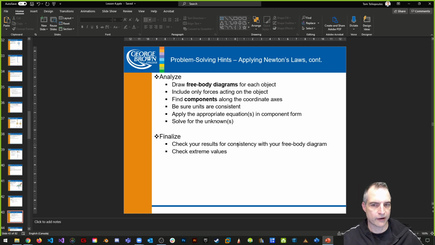Then we draw a free body diagram for each object, right? Include only forces acting on the object. Find components along the coordinate axes. Be sure the units are consistent: meters, kilograms for everything. Apply the appropriate equations in component form. Solve for the unknowns. And then finalize: check your results for consistency with the free body diagram and make sure it makes sense. That's another one. It doesn't say that here, but more or less it means make sure this thing makes sense, like, think about what it means in the real world. If it doesn't make sense to you in the real world, something's wrong. You've calculated it wrong.